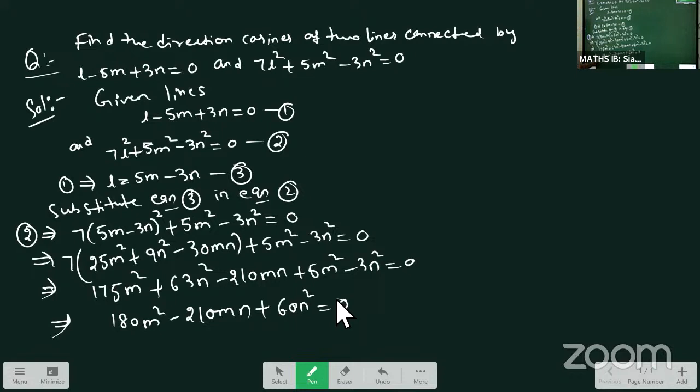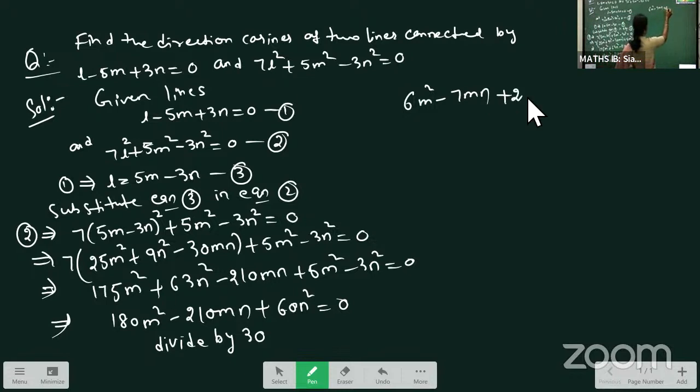If you observe, 180, 210 and 60, all three are multiples of 30. So directly write, divide by 30. If you divide 180 by 30, how much? 6. 6m square minus 210 by 30, 7mn, and similarly 60 by 30, it is 2n square. It is a quadratic equation in terms of m and n.